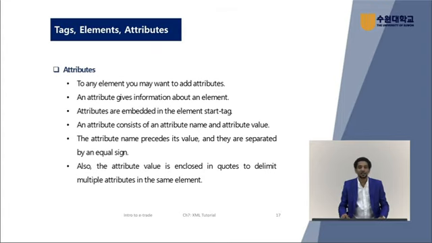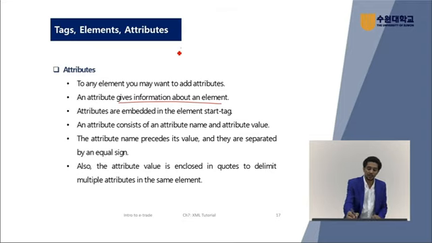The other thing we have is attributes. Attributes are characteristics of the elements, right? You can tell what color the content should be, or that it should be bold, or red. So the characteristics used to modify our content are identified as attributes, right? To any element you may want to add attributes or characteristics. This gives information about the elements. Attributes are embedded in the element start tag, right?